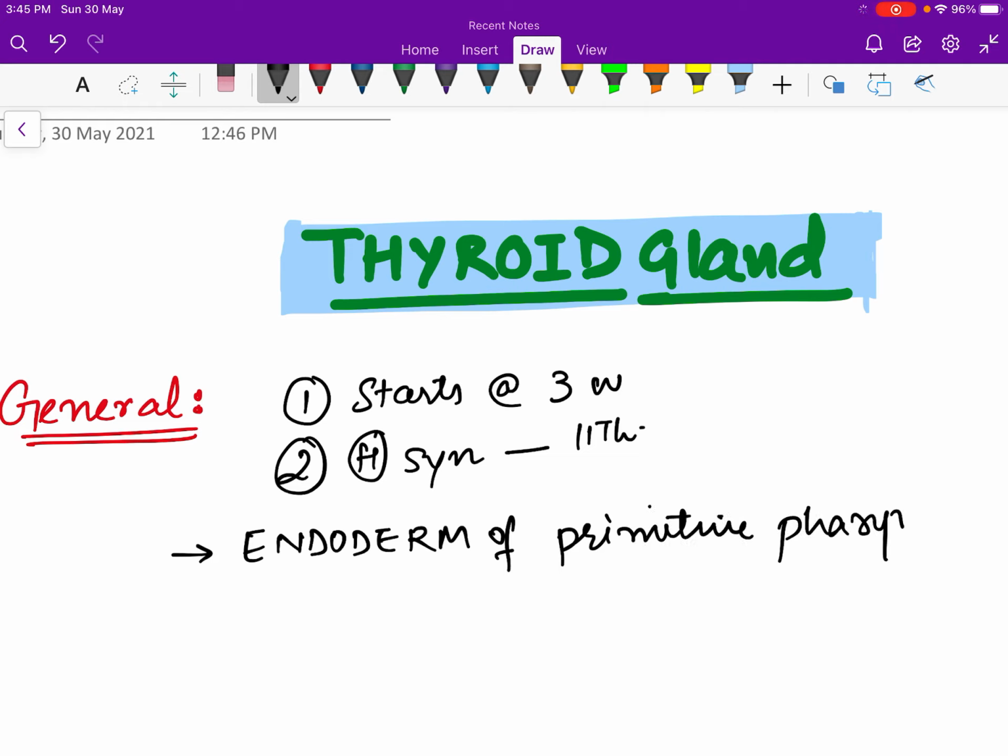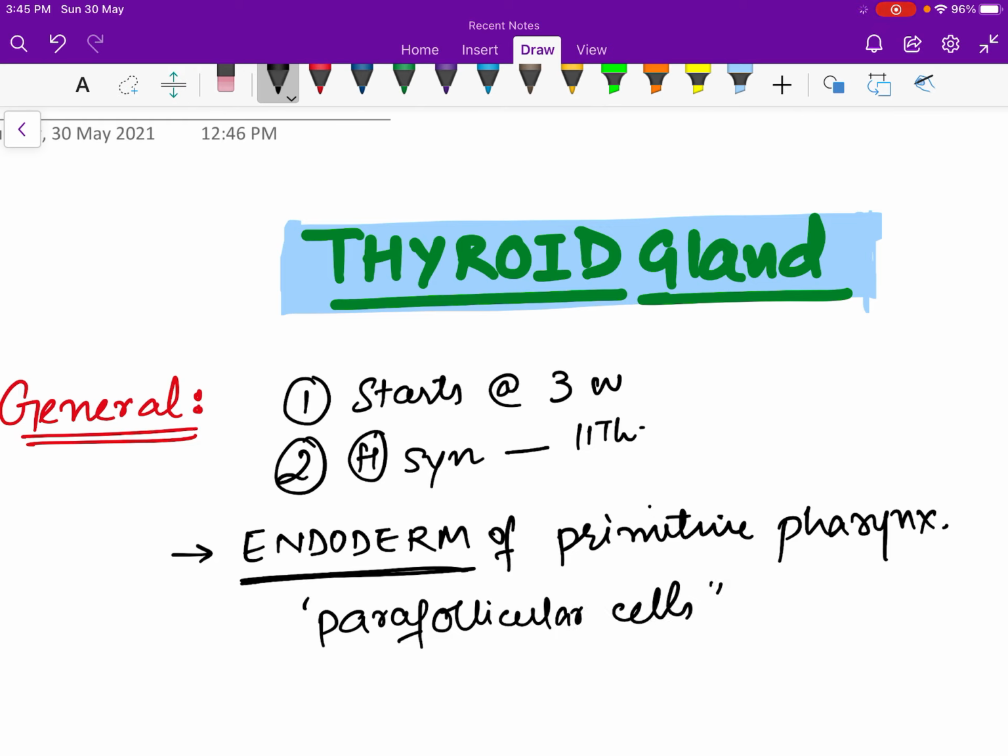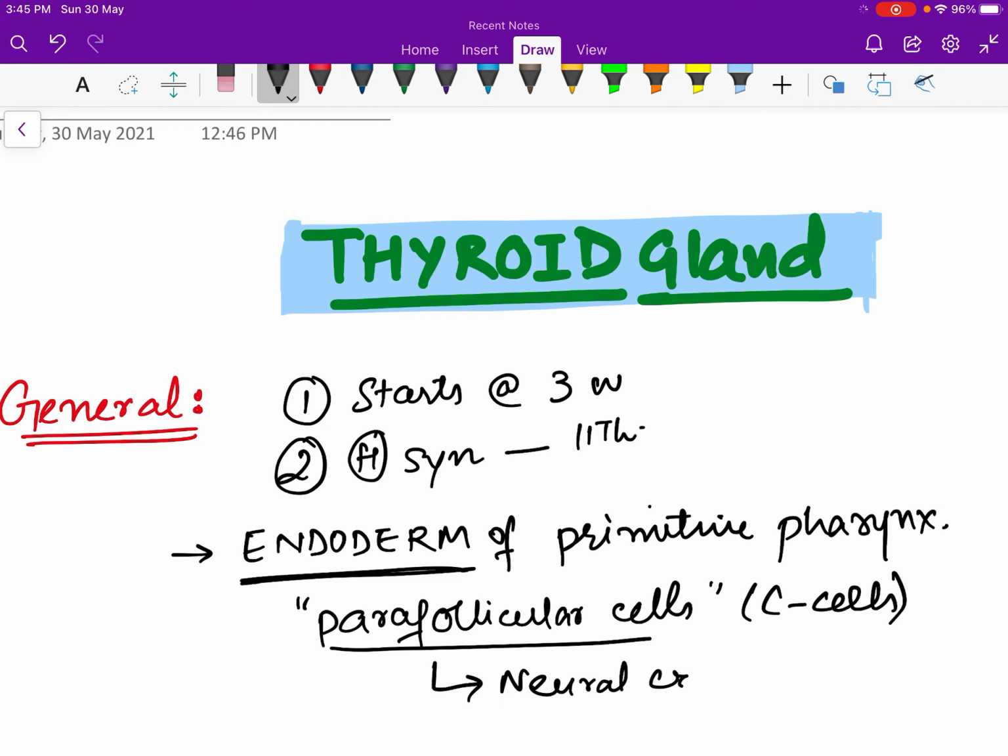But there's a part of the thyroid gland which is called the parafollicular cells. Parafollicular cells are also called C cells. They are derived from the neural crest. These are neural crest derivatives. Others are derived from endoderm of the primitive pharynx.